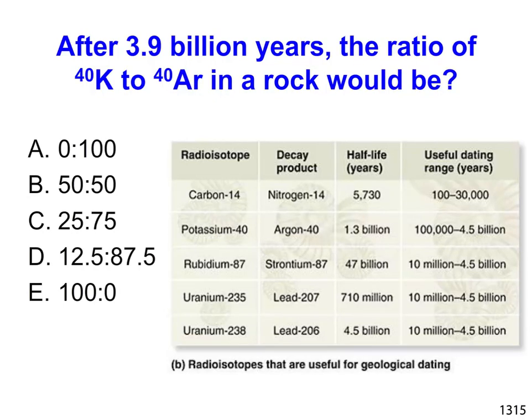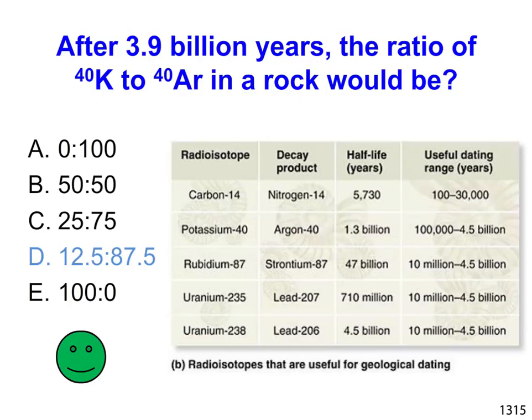So let's try this again. After 3.9 billion years, the ratio of potassium-40 to argon-40 in a rock would be what? Go check out the half-life. Figure out how many would have to go by to get to be 3.9 billion years, and that's going to give you your answer. Okay, so one half-life for the potassium to argon-40 is going to be 1.3 billion years. 3.9 billion years means it's gone through three half-lives. Take 1.3, multiply it by 3, that means it's gone through three half-lives. Okay, so remember the first half-life is 50-50. Second half-life is going to be 25 and 75.